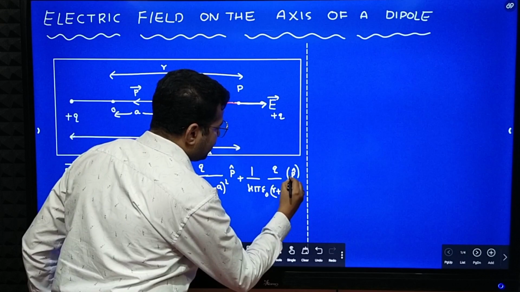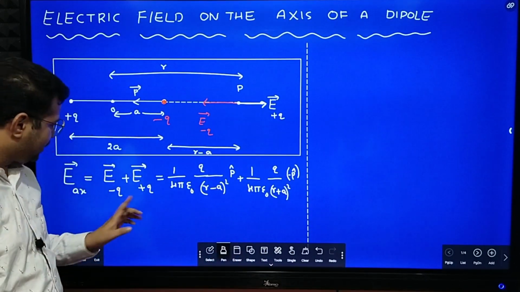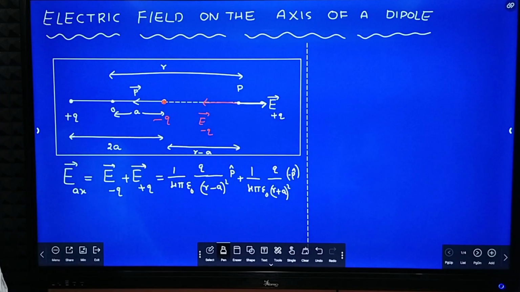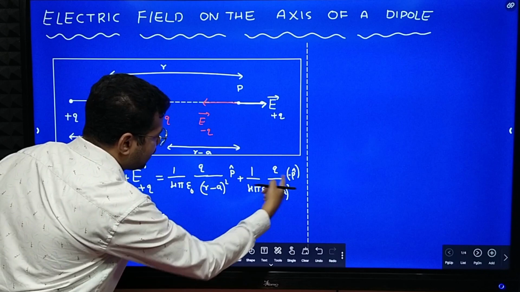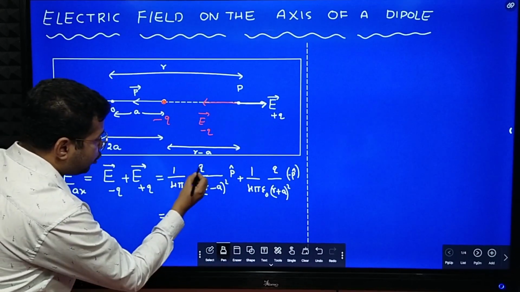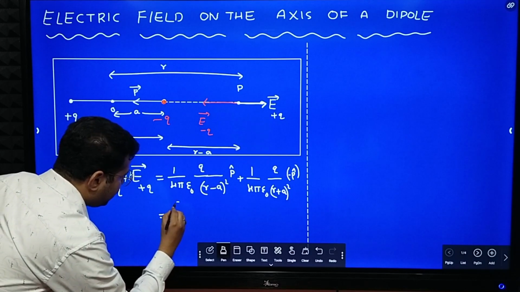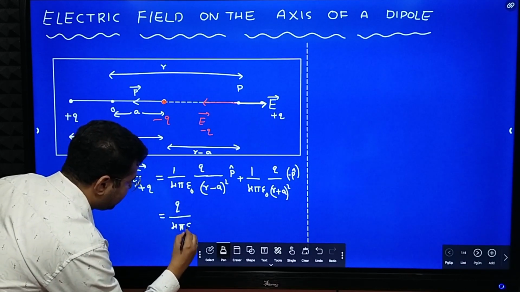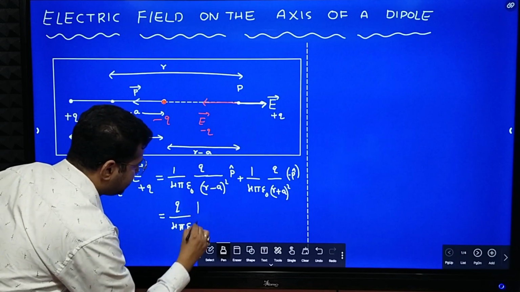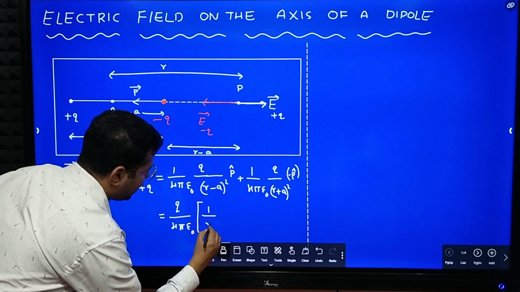Now this minus symbol will come here. I'll do the simplification part. This is equal to, this minus symbol will come here. q divided by 4 pi epsilon naught is common. I'll write q divided by 4 pi epsilon naught as common factor into 1 by r minus a whole square.